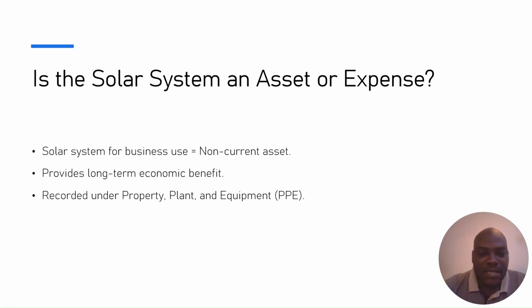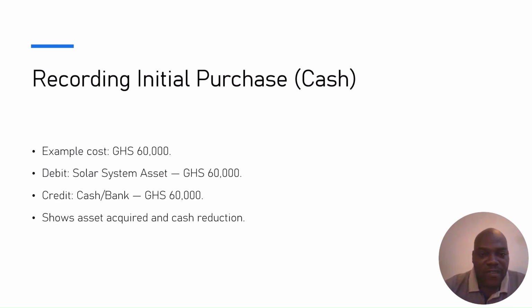So what is a solar system in accounting? When a company buys a solar system for use in its operations, it is treated as a non-current asset. That is because it's purchased for long-term use and it helps the business to operate. It's not meant for resale. So it is an asset.